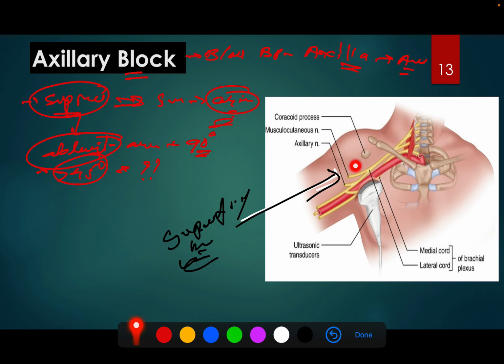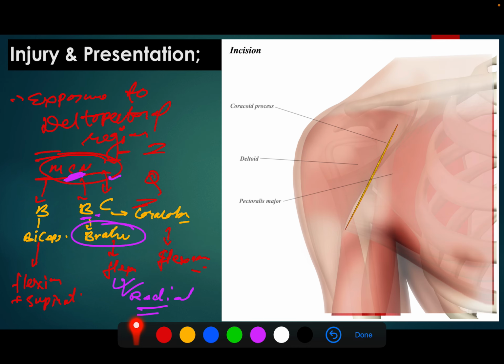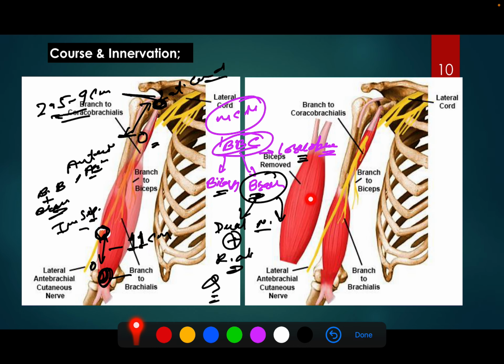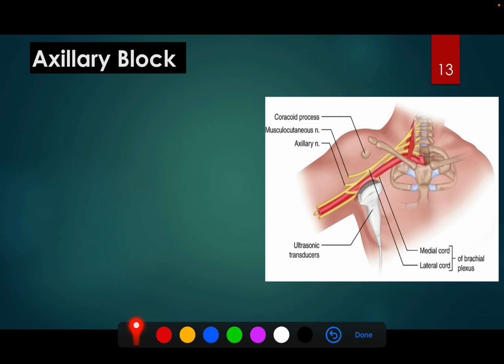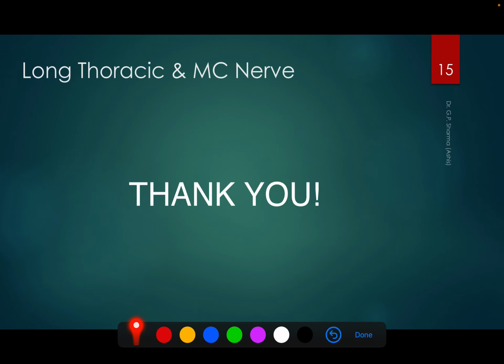If you want to block the musculocutaneous nerve, you should come down and you should separate this biceps brachii muscle from the brachialis, and then you should inject the anesthesia between these two muscles to affect or paralyze the musculocutaneous nerve. Hope you understand, right? So this is all about our long thoracic nerve and musculocutaneous nerve.